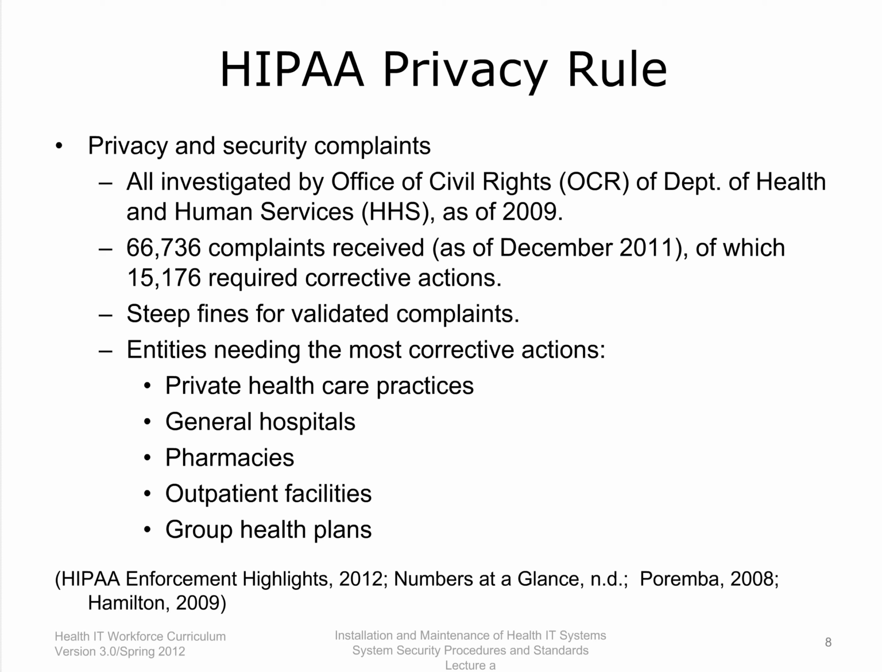The most common types of covered entities that have been required to take corrective action to achieve voluntary compliance are, in order of frequency, private practices, general hospitals, outpatient facilities, health plans, group health plans and health insurance providers, and pharmacies.